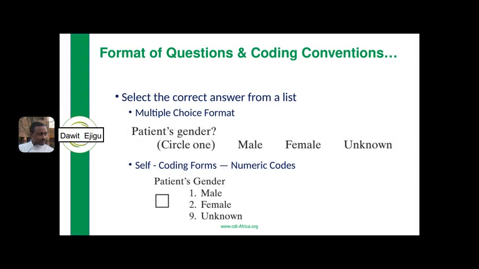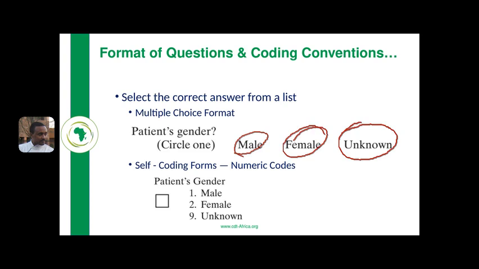When the responses to be given in the CRF are choices, multiple choice format could be one way where we are going to circle either of the responses. That's one option. Or we can have also self-coding forms where the codes are numeric. So for example, here 1 stands for male, 2 stands for female, and 9 stands for unknown. So we can select and put in the box. That's another option.